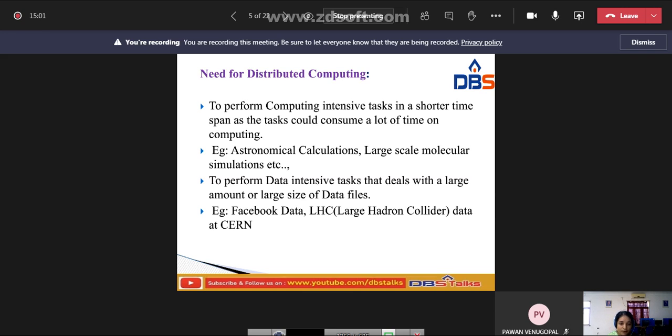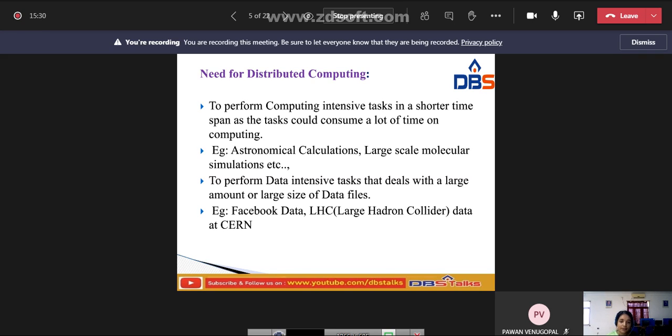We also need to perform data intensive tasks that deal with a large amount or large size of data files. Sometimes in data intensive work we have to perform large tasks and deal with large data files. For example, Facebook data and large hadron collider data at CERN. These are different examples of data intensive tasks.